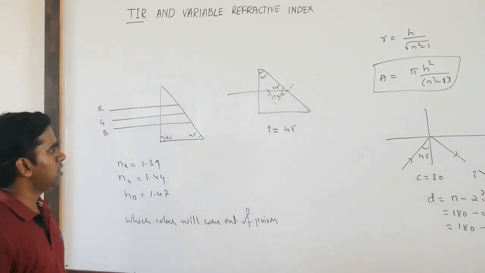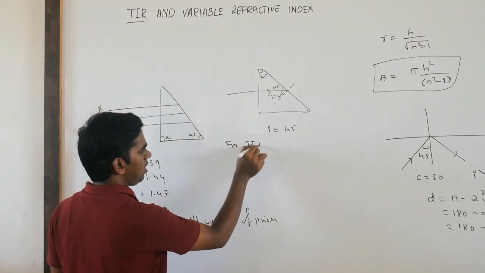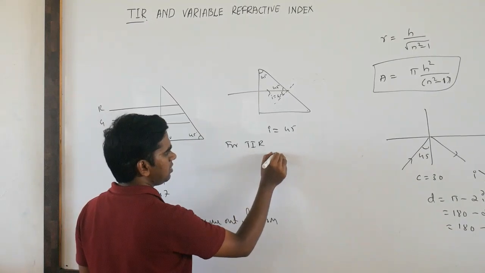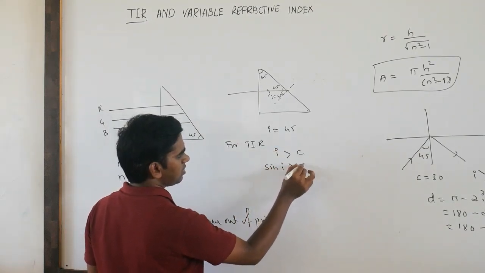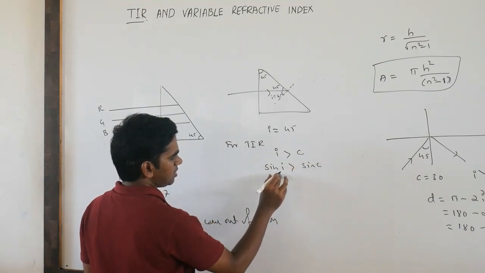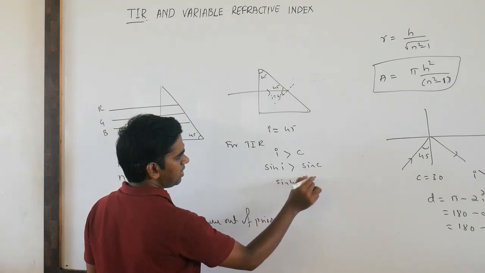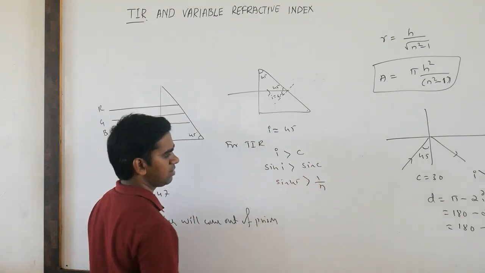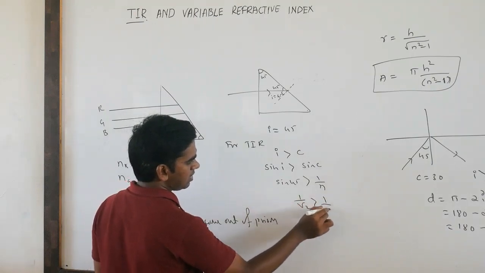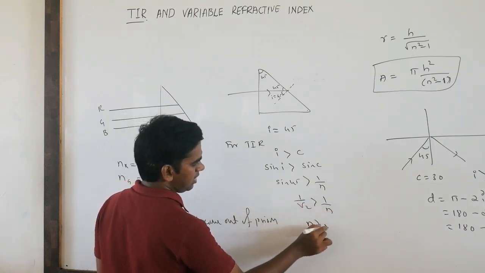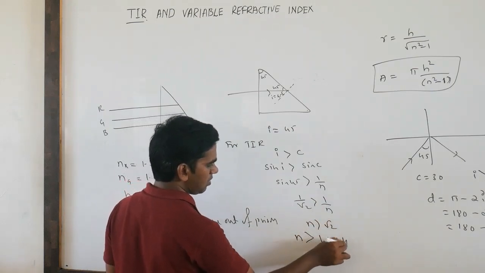For total internal reflection, TIR, what should be the condition? i should be greater than C. That means sin i should be greater than sin C. So sin 45 should be greater than, can I write 1 by n? So sin 45 is 1 by root 2, which should be greater than 1 by n. So take n on this side: n should be greater than root 2. That means n should be greater than 1.414.